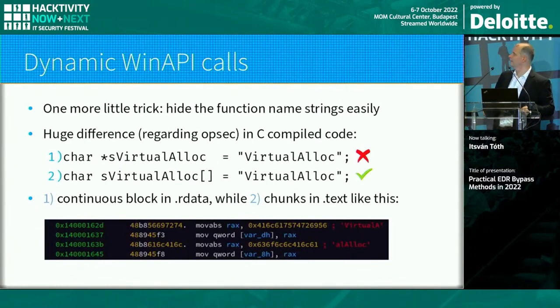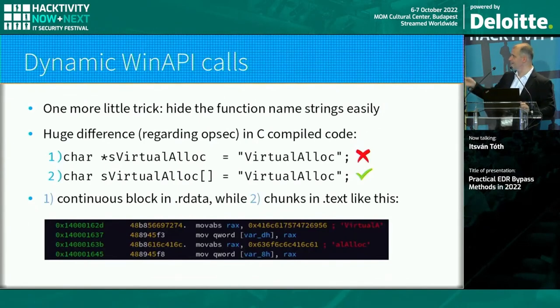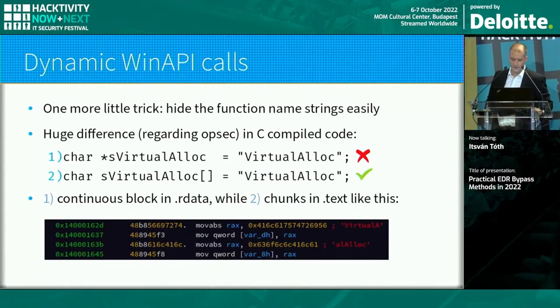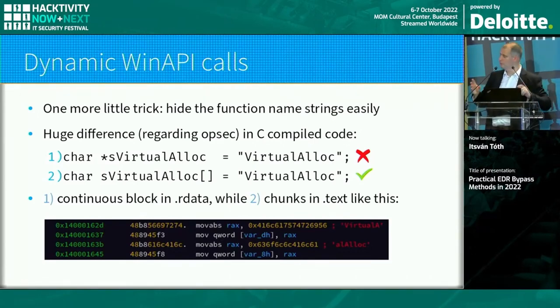There is another little trick I usually use: hide the function name strings also, because, okay, you do not have the import, but the VirtualAlloc string is there. If you want to not include this string, there is a very easy trick. This is C code. If you use the first line, then the string will be included in the .rdata section of the compiled binary continuously. But if you use the second one, the compiler will include it with move instructions in the text section, and the string will be chunked. So this is just a minor trick, but very useful.